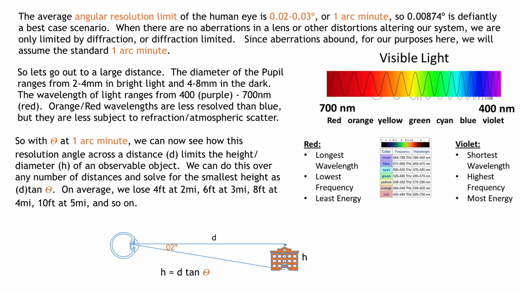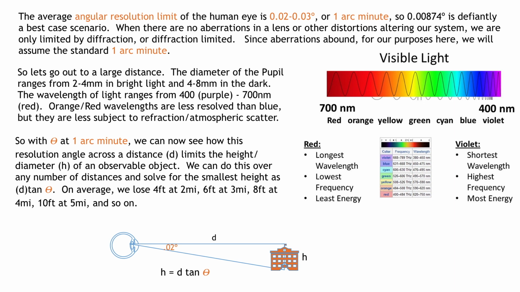The average resolution limit for the human eye is 0.02 to 0.03 degrees, or 1 arc minute. So 0.00874 is definitely a good best case scenario. When there are no aberrations in a lens or other distortions altering our system, such as dimness or refraction issues, we are only limited by diffraction, or diffraction limited. But since aberrations abound, for our purposes here we will assume the standard 1 arc minute, which seems to be fairly common among multiple observation systems, including cameras.